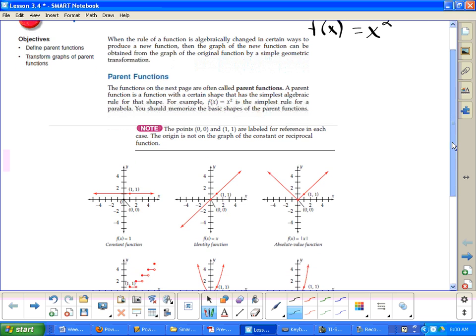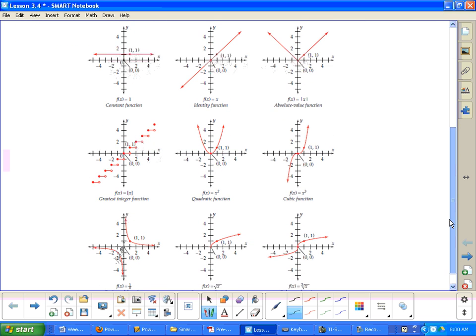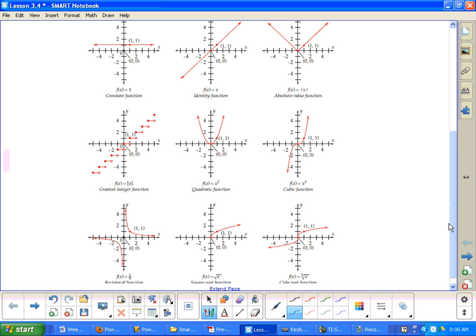So graphs and transformations: here are the main 9 different parent functions. There is the constant function, which is just a horizontal line, f of x equals 1. There's the identity function, or linear function, y equals x. Absolute value. The greatest integer function, which once again is a round down function. Quadratic, cubic, and the reciprocal function, 1 over x. You've got the square root function and the cube root function. Those are the main parent functions.